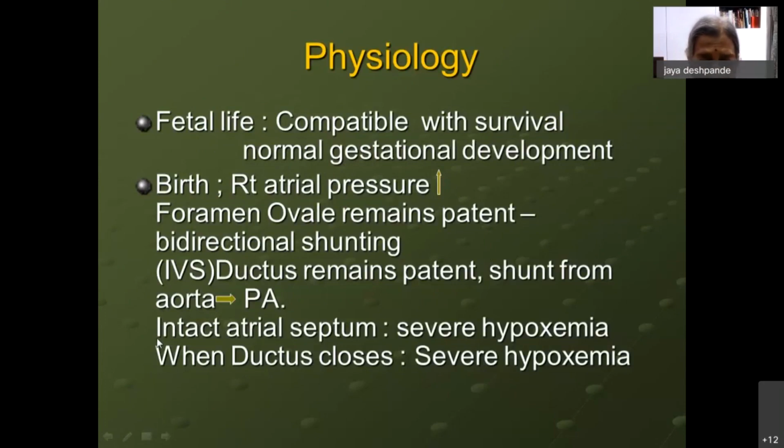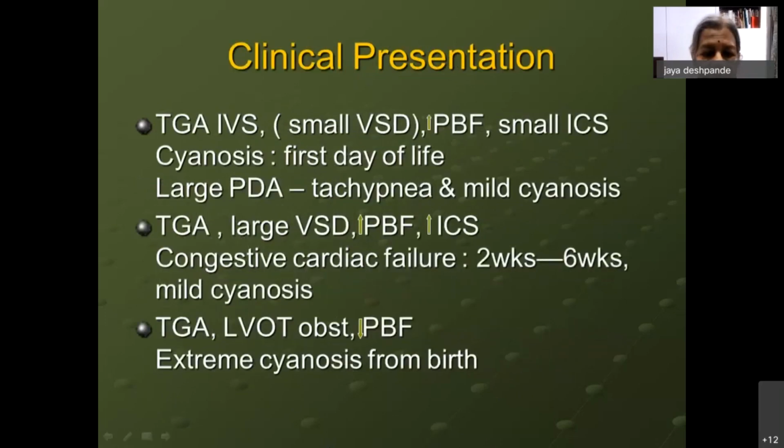The problem is when you have an intact atrial septum, there will be severe hypoxemia. When the ductus closes, you will have severe hypoxemia. Now, transposition with intact ventricular septum or a small VSD leads to increased pulmonary blood flow with very small intracardiac shunting. Therefore, these babies will have cyanosis from the first day of life.